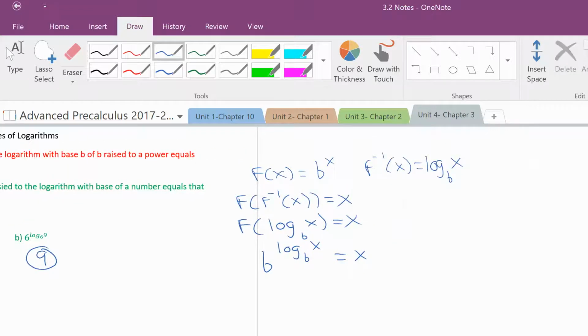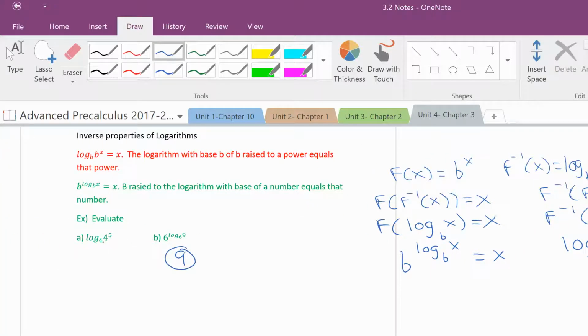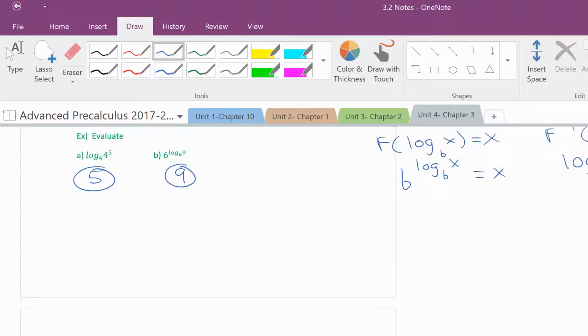On the other hand, if I did f inverse of f of x, that should equal x as well. So if I do f inverse of b to the x, that should equal x. So basically what it's saying is log base b of b to the x is equal to x. So for example, if you look here, log base 4 of 4 to the 5th, that should equal 5. And those properties are true because they are inverses of each other.